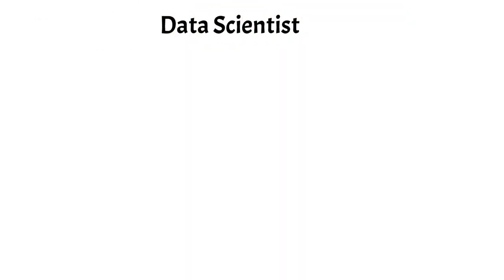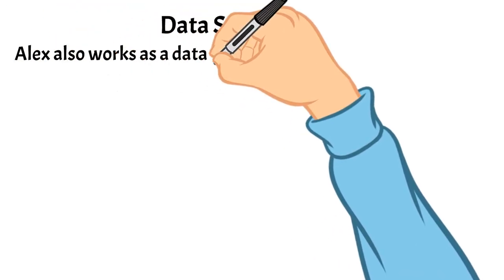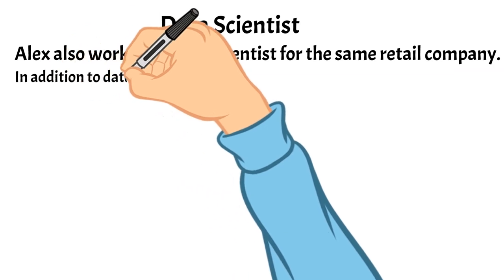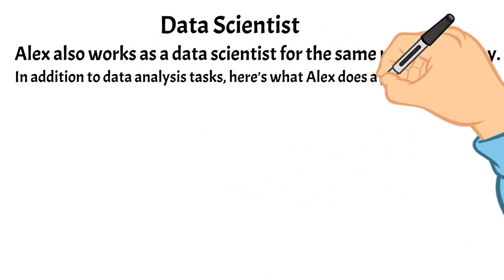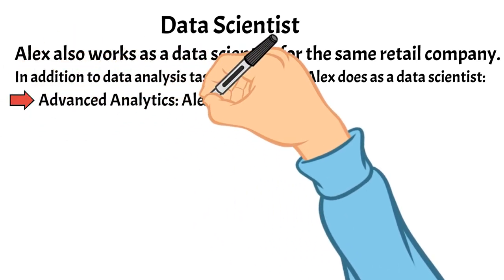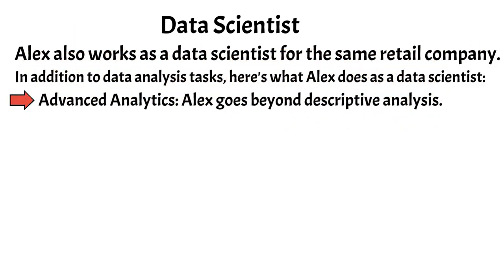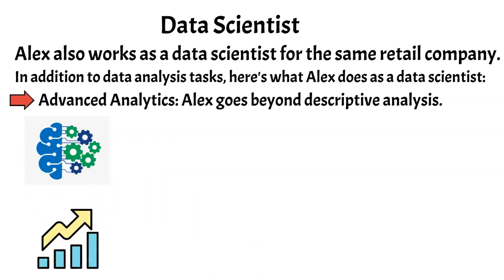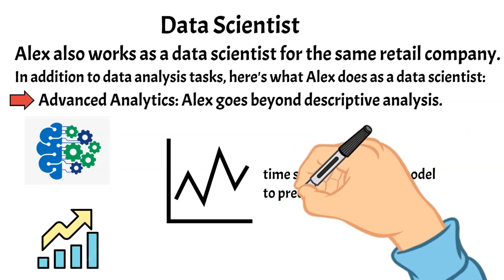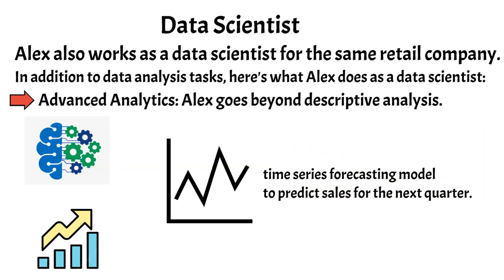Data scientist. Alex also works as a data scientist for the same retail company. In addition to data analysis tasks, here's what Alex does as a data scientist. Advanced analytics. Alex goes beyond descriptive analysis. They use machine learning techniques to predict future sales trends. For instance, they build a time series forecasting model to predict sales for the next quarter.